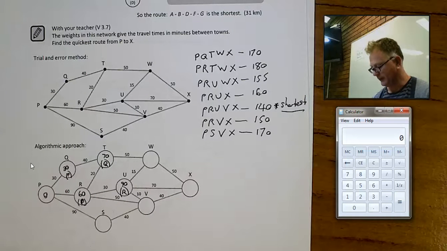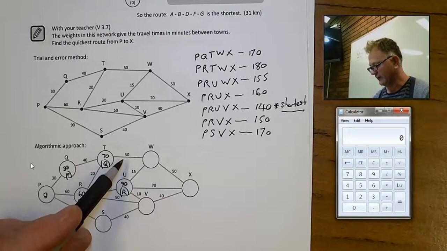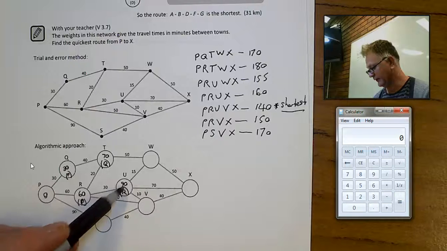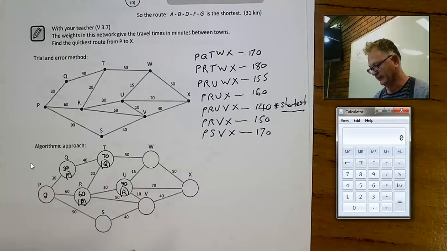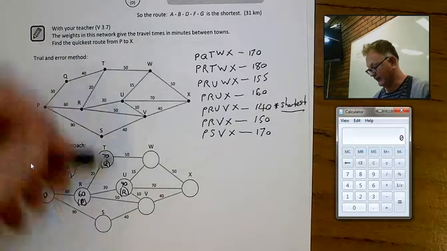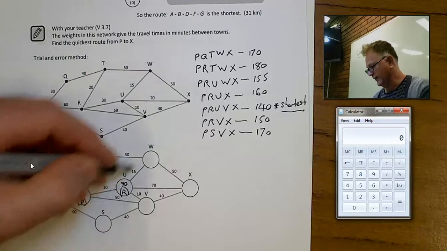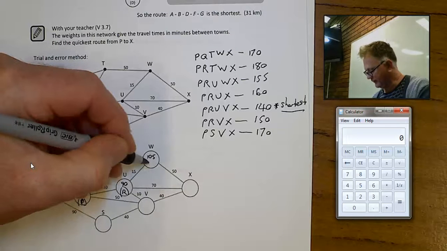Now I could have a look at W and say, well, it took 70 minutes to get to T, so if I came in this way it would take another 50 minutes, all up 120 minutes, or I could come in this way, which takes another 15 minutes, that would be 105 minutes. So the quickest way to get to W is via U, that would be 90 plus 15, 105 minutes, coming from U.